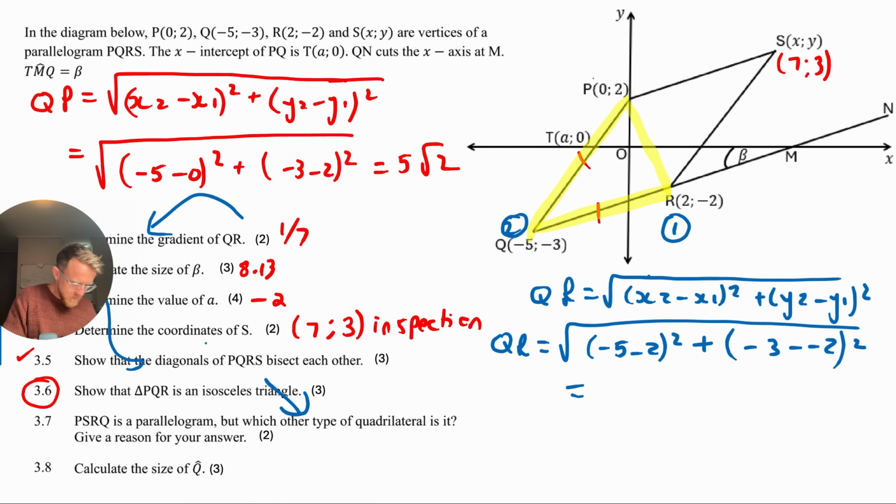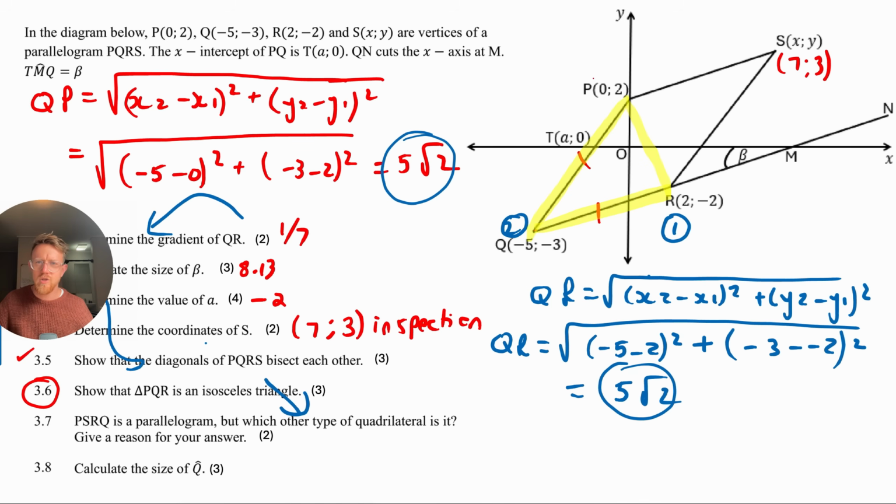Okay, come Kev. 7 squared plus 1 squared. And what do you know? 5 square root 2. And so we can see that these two lengths are the same, and so therefore we can say that triangle PQR is isosceles.